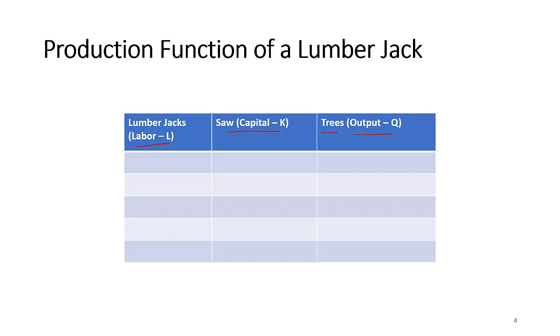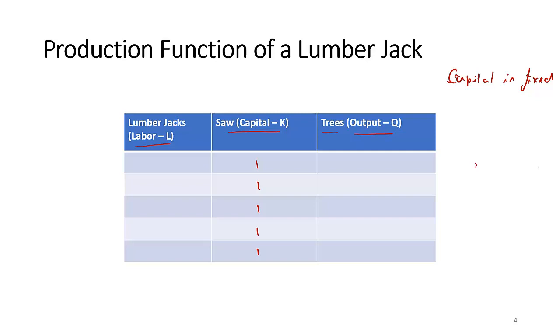Let's say there is a fixed amount of capital. Capital is fixed, and we all know in the short run generally capital is fixed. In this case, let's say there's only one saw. So I'll just put 1, 1, 1, 1, 1. There's only one saw.